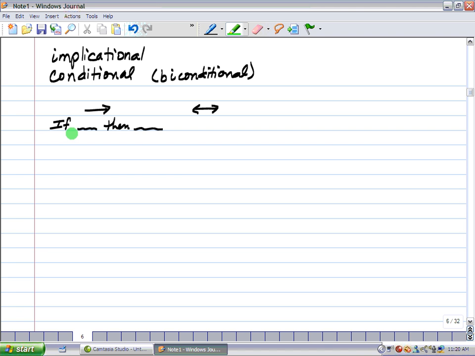So here I say, if I study, then I do well. It's not the same thing as saying, if I do well, then I study. If I want to say both at the same time, I use the biconditional, and I usually say something, if and only if something else. Again, in English, we'll often say, if something, then something, and vice versa. That's the same thing as the if and only if.